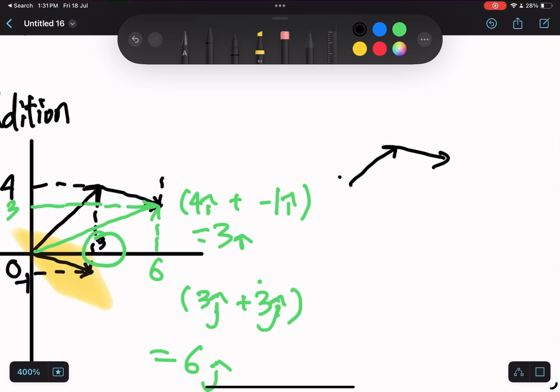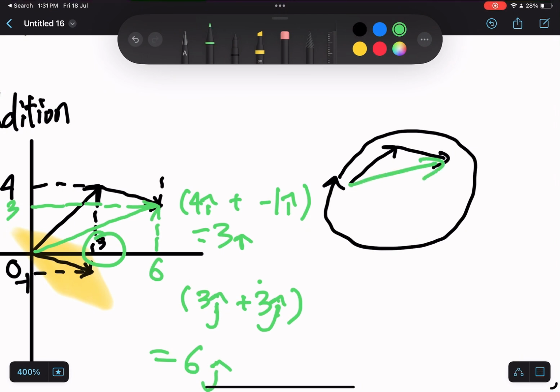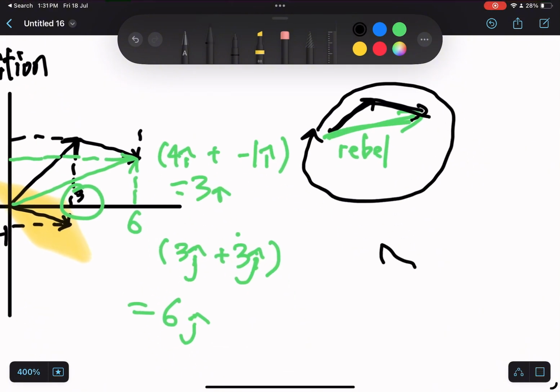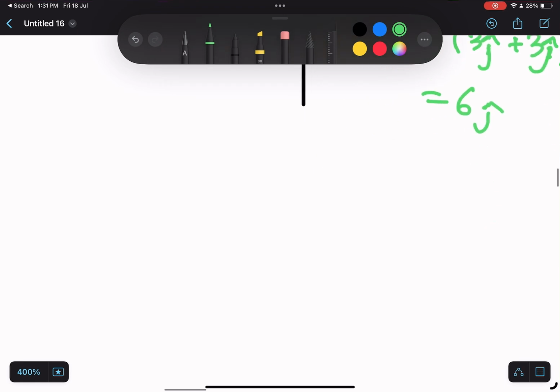Another thing to note is that the two vectors you are adding are supposed to go in the same direction. If it's clockwise, the other will be a rebel and go anti-clockwise. If your two original vectors were to go anti-clockwise, then the other vector would go clockwise, being the rebel that it is.